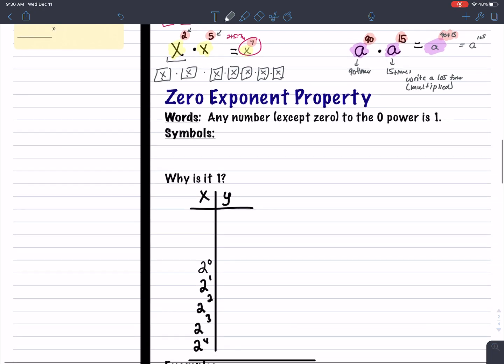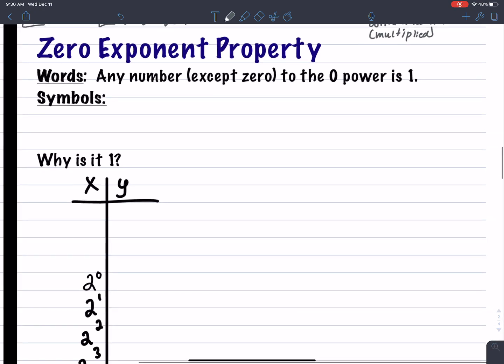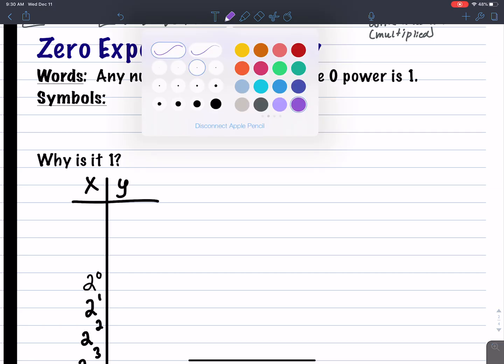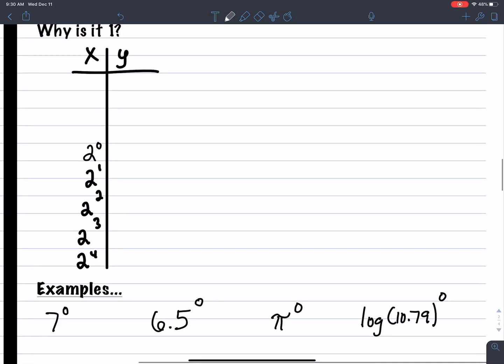Now here we have a 0 exponent property, and in words, any number except 0 to the 0 power is 1. So for example, if I took a number like A and I raised it to the 0 power, A to the 0 power is going to be 1. Now it's really important to see why that happens. So we're going to use this little table here.